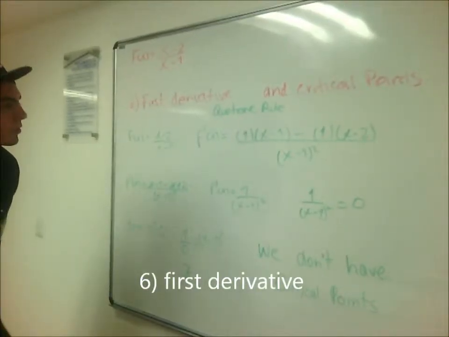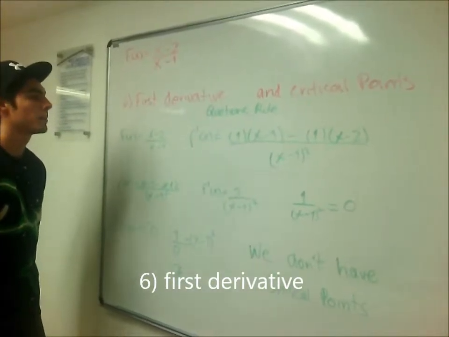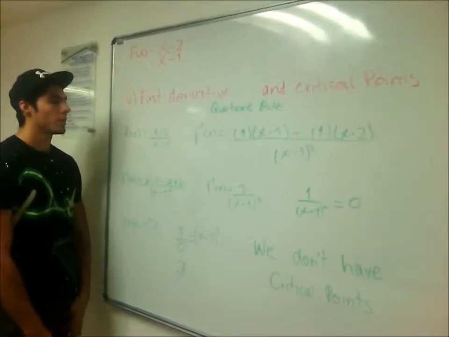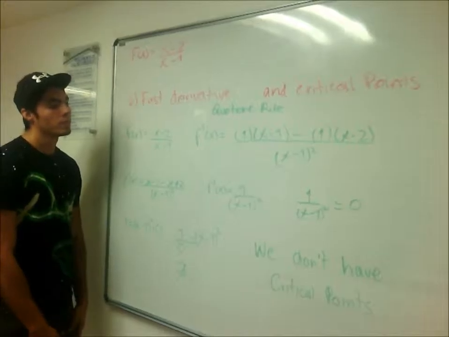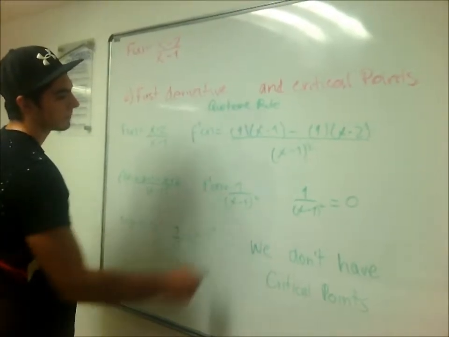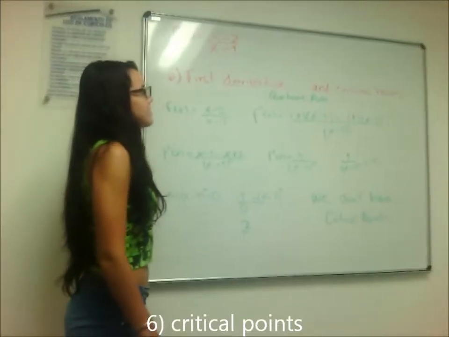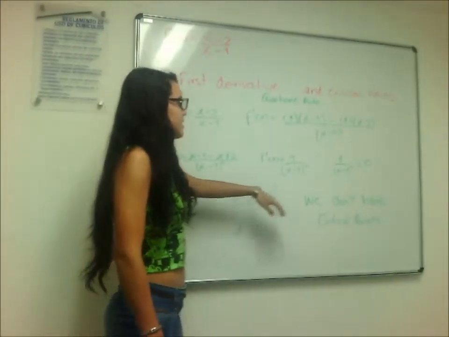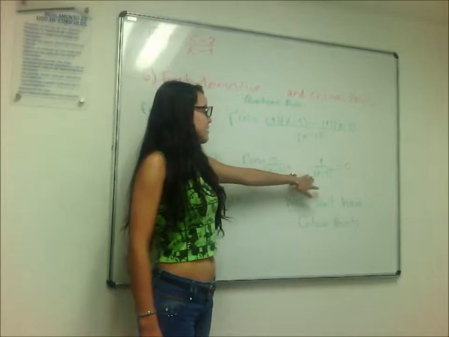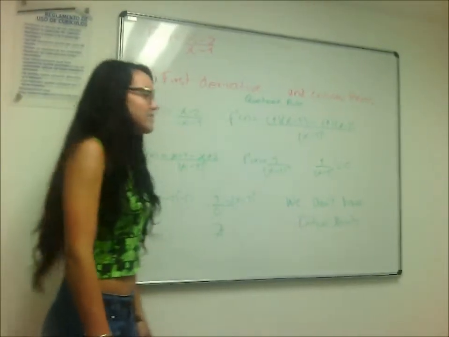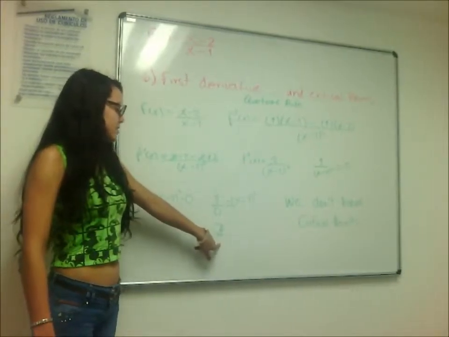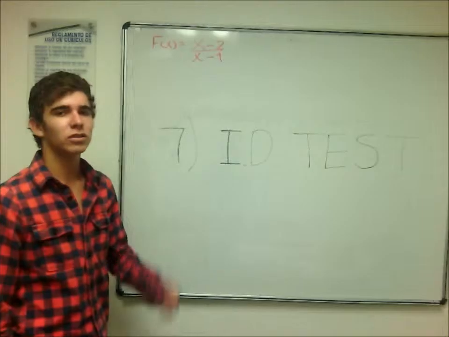To get the first derivative, we have to use the quotient rule because this is a fraction. So applying this rule, we get this result. Well, to get the critical points, you use the first derivative, that is this one, and set the equation equal to 0, and the result is 1 over 0, that doesn't exist, so we don't have critical points. Well, in this problem we don't have any test because we don't have critical points.